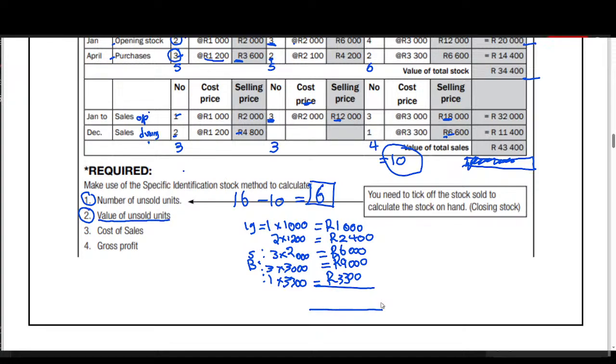Okay, 1,000 plus 2,400 plus 6,000 plus 9,000 plus 3,300, and then I'm getting a total of 21,700. So that was the cost of sales.